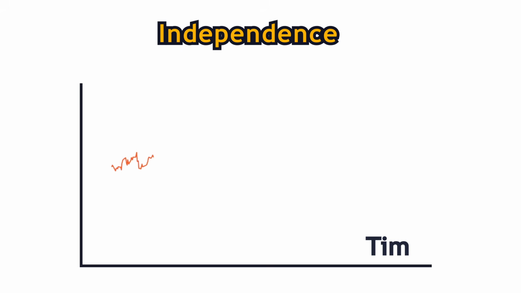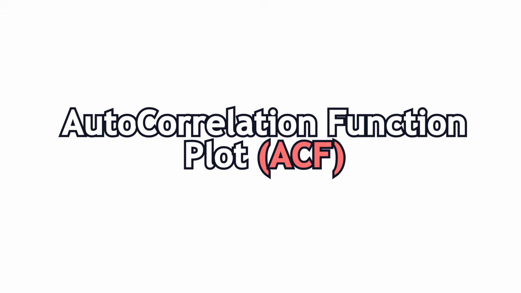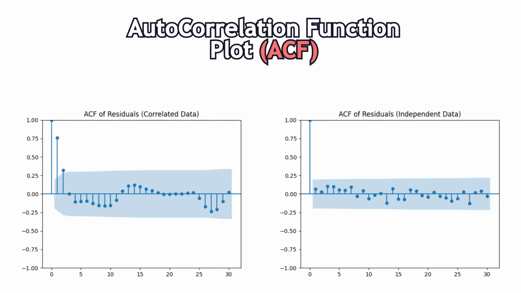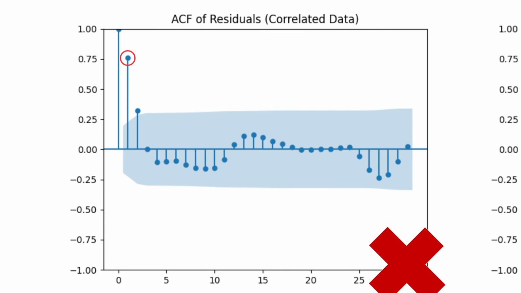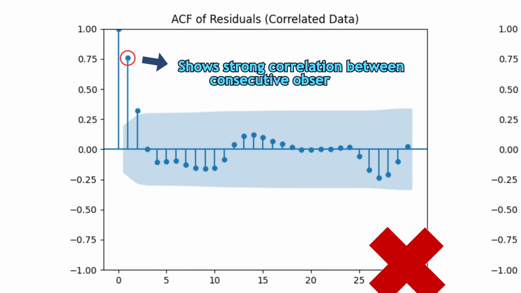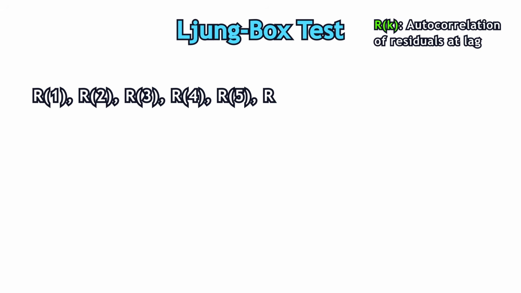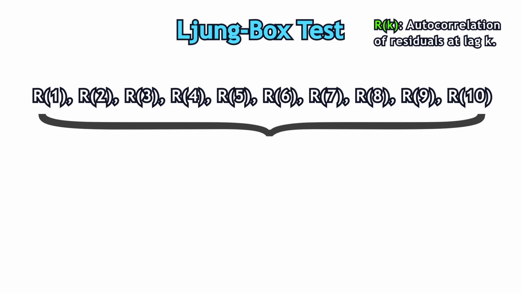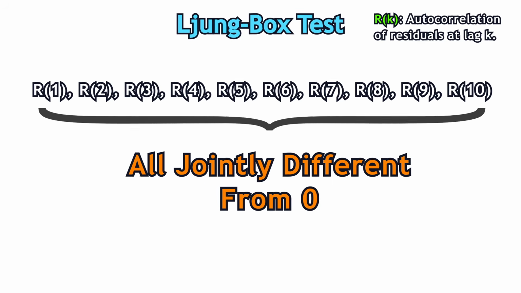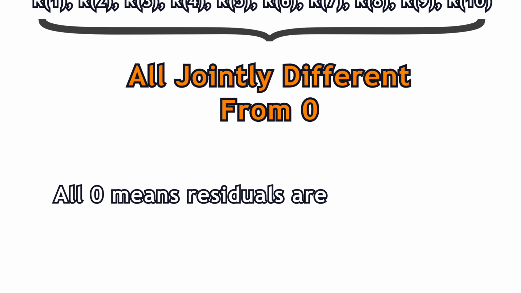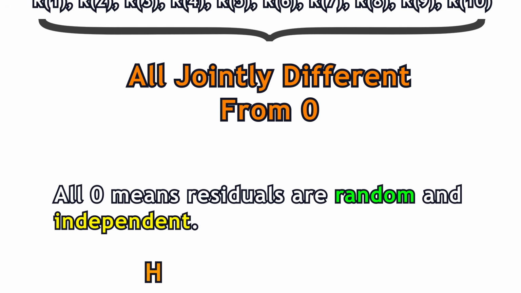The independence assumption is often violated in time series data. There are several ways to check it. Firstly, through the autocorrelation function plot. It shows how the values of residuals are related to each other over different intervals or lags. Secondly, you can use Ljung-Box test. The test checks if a group of autocorrelations of residuals from a model are jointly different from zero. If they are all jointly zero, it means they are random and independent.